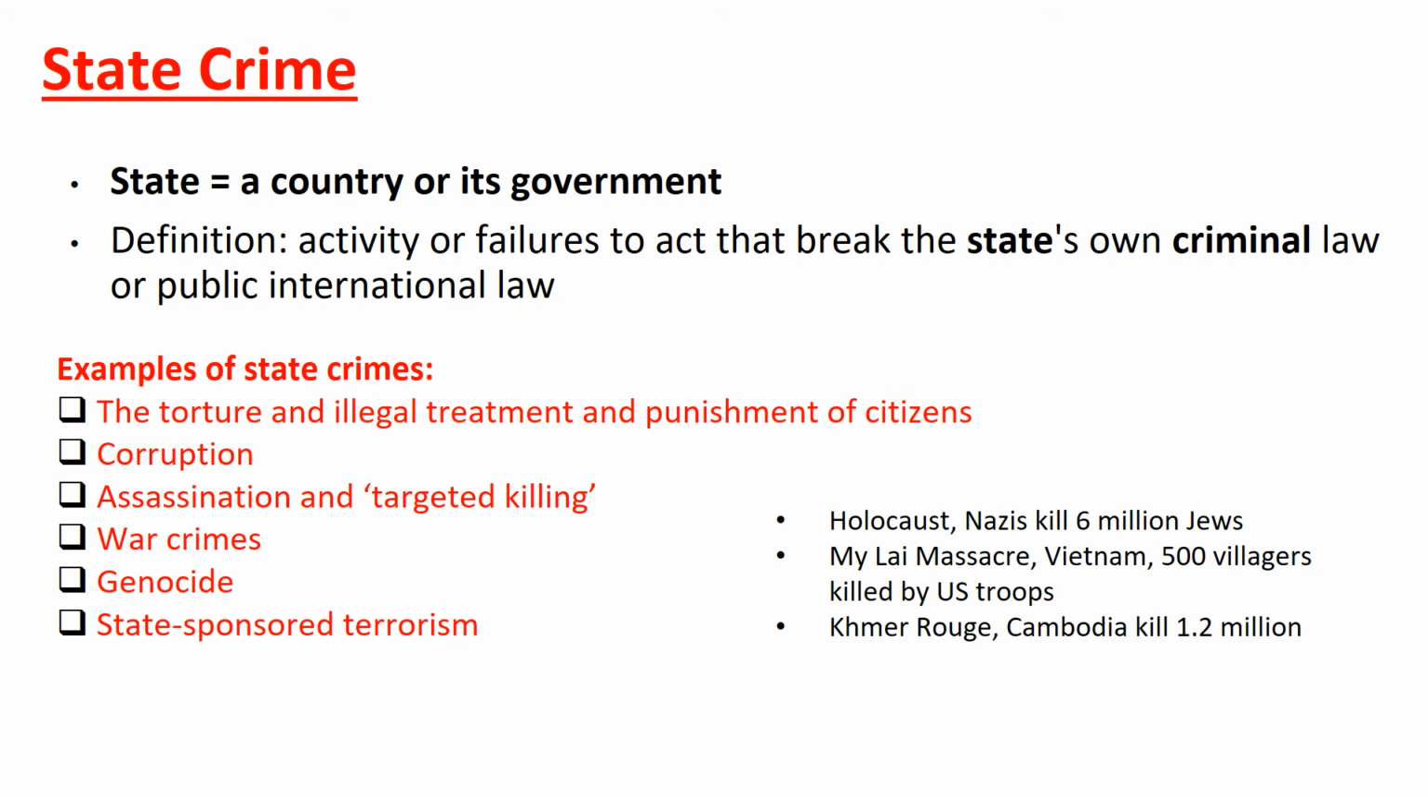Some of the most famous state crimes include the Holocaust, where Nazis killed 6 million Jews, the My Lai massacre in Vietnam, where over 500 villagers were killed by US troops, and the Khmer Rouge incident in Cambodia that killed 1.2 million people.